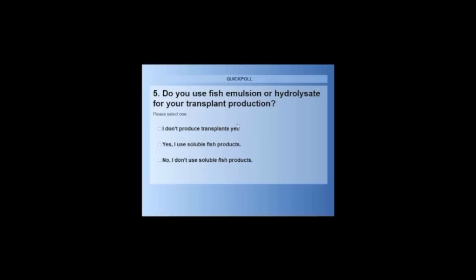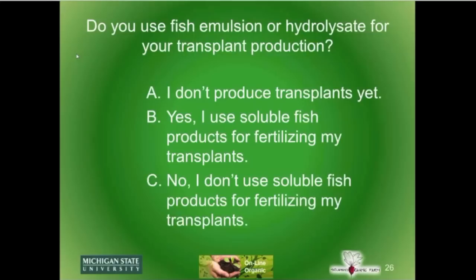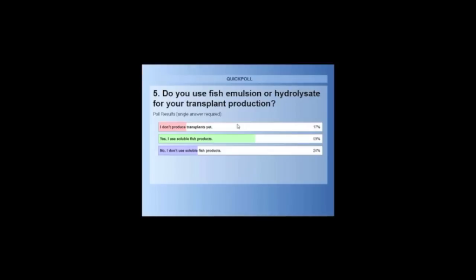These fish emulsions might be something like a 4-1-1 from Fertrell or a 5-1-1, and it's providing primarily nitrogen, but combined with an organic media, it does quite well. So it looks like about 60% or so are using soluble fish products, and 25% are not. I'm hoping to give you some options to consider that are different than using some of the fish products.